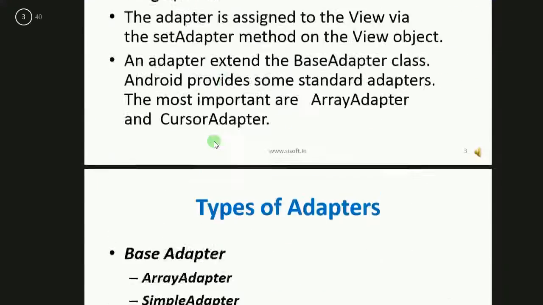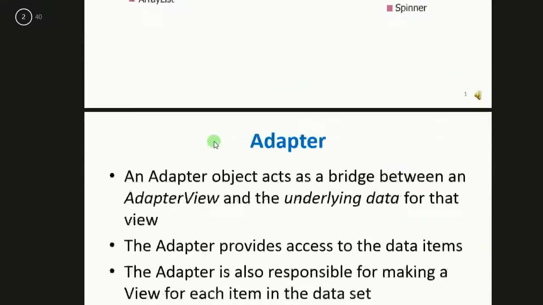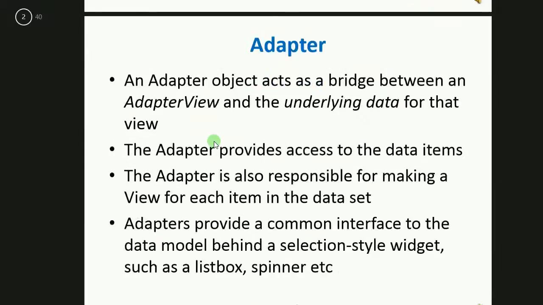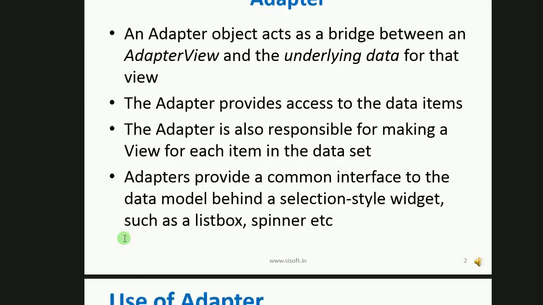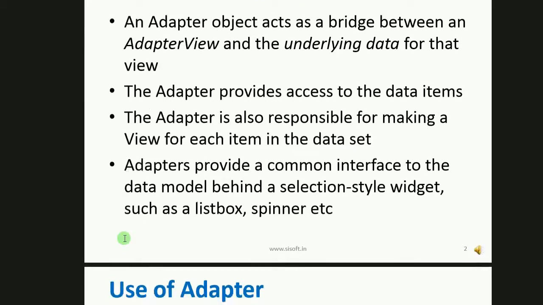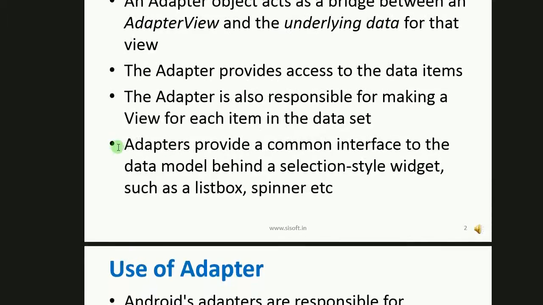Like you have this definition here: an adapter object acts as a bridge between adapter view and underlying data for that view. The adapter provides access to the data items. The adapter is also responsible for making a view for each item in the data set. And adapters provide a common interface to the data model behind a selection style widget such as list box or spinner. So it basically also acts as a common interface to the data model behind and the kind of view that you want to have for that data to be shown.